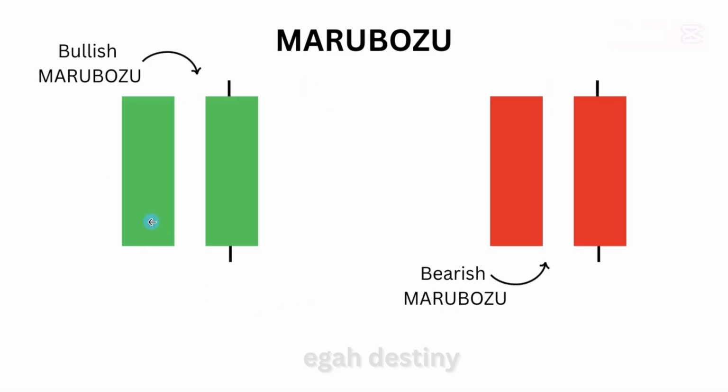This is a bullish Marubozu, this is a bearish Marubozu. From what we can see, there was a push up to the upside and there was no contention from sellers. This signals that at this point, buyers were very active in the market. Same for this bearish Marubozu.